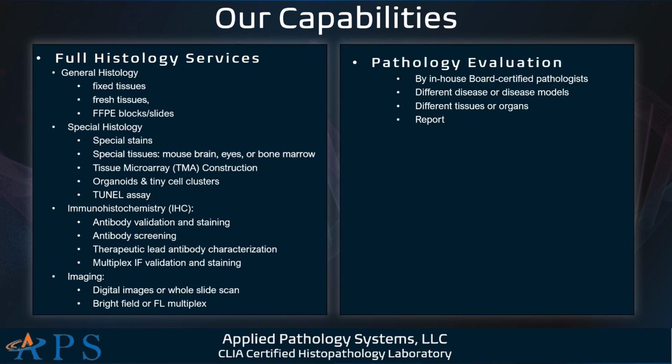Our second general category of services is our pathology evaluations. All of these evaluations are performed by our in-house board-certified pathologists that are capable of evaluating different diseases or disease models across different types of tissues or organs. When the evaluation is finished, we can provide a report if necessary. You can then use this report to support any of your submissions or publications.